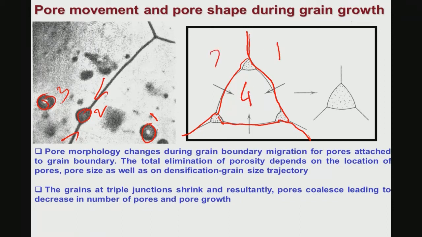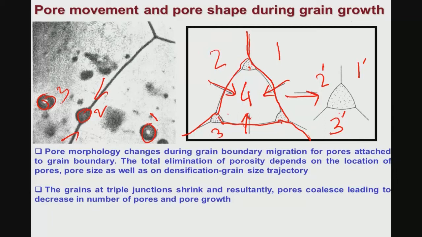So, this is one grain, grain number 2, grain number 3, grain number 4. What will happen, because of the curvature effect, is that grain number 4 will disappear completely, and that will lead to the coalescence of the pores which are located at grains 1, 4, 3, and these pores become larger pores. Then this will become the new grain number 1 dash, this will become grain number 2 dash, and this will become new grain number 3 dash.